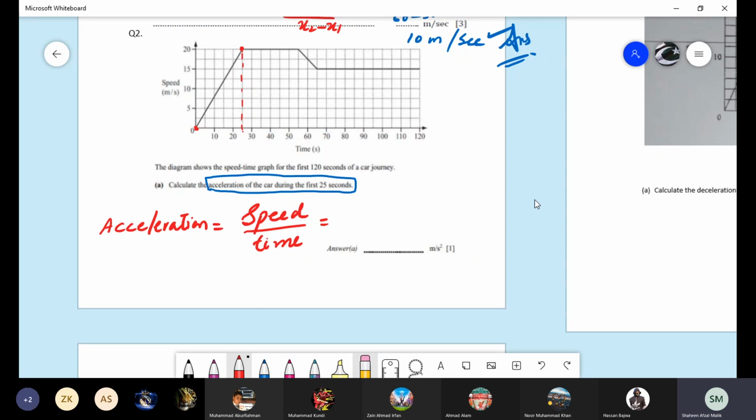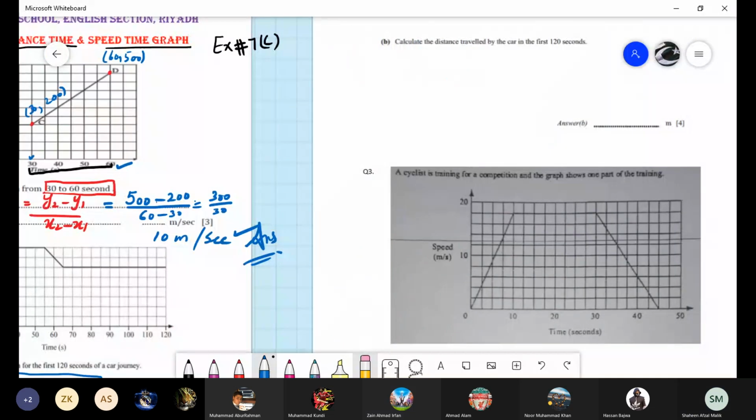Yes, what is the speed here? 20. And what is the time? 25. Calculate and tell me the answer. 0.8. 0.8 meters per second squared is the answer for your acceleration. Any problem? Yes, boys, any problem? No, ma'am, no problem.